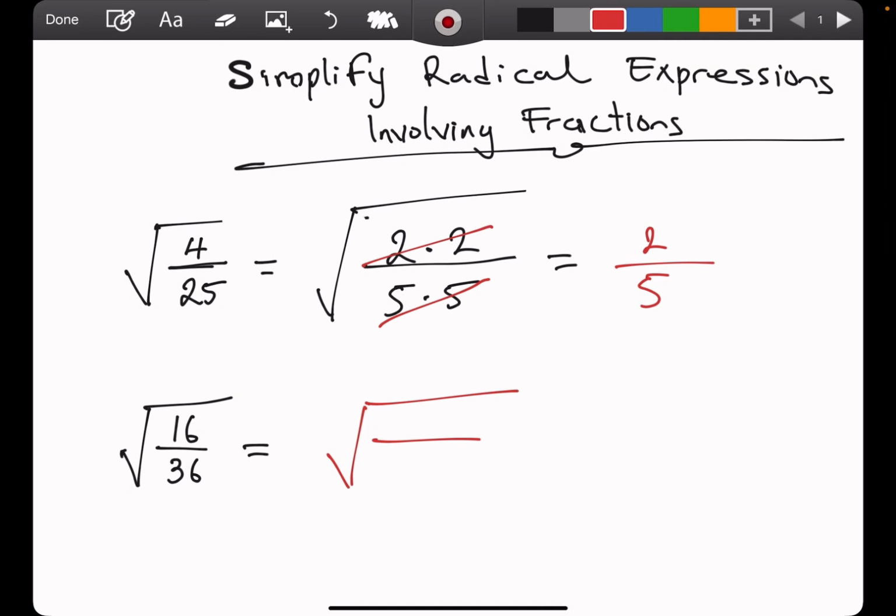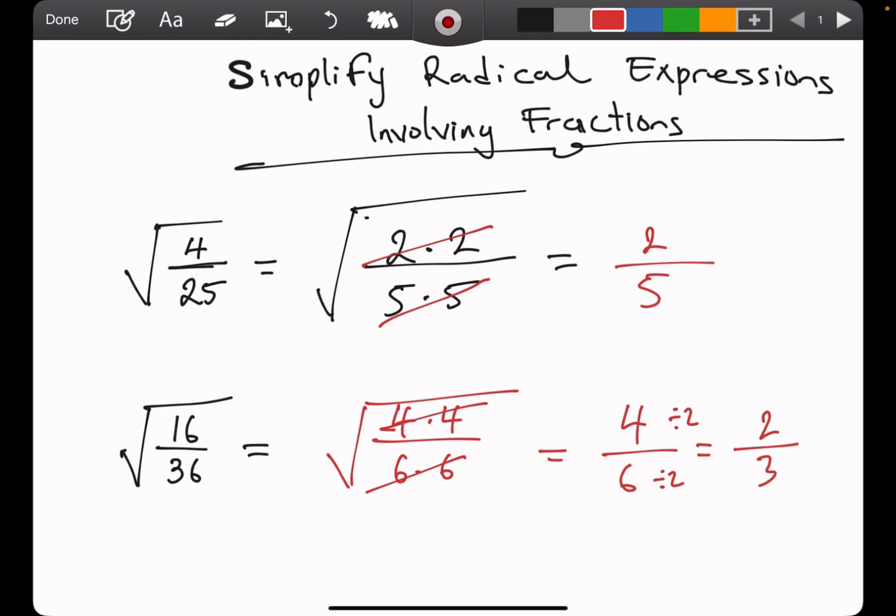The top one, how do we break down 16? 4 times 4. And 36 is 6 times 6, right? This goes out as 4, and this one goes out as 6. Can we simplify? Yes. So this becomes what? Divide by 2, right? And this is 2/3.